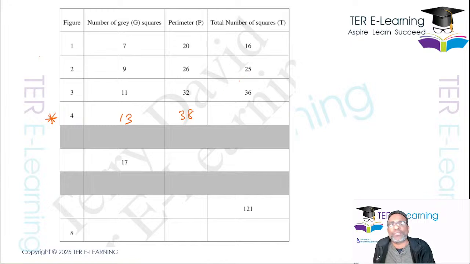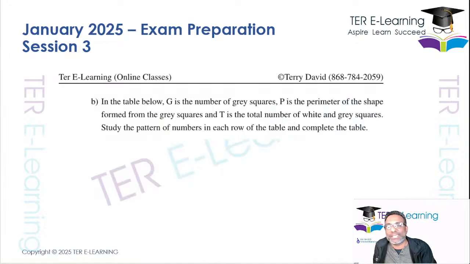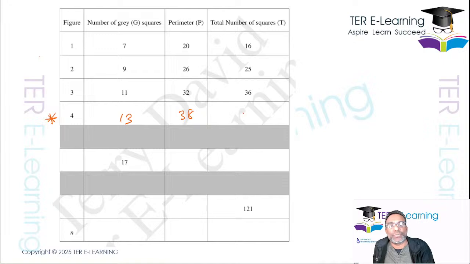Now the total number of squares is going to be gray squares plus white squares. If I look at this figure here, we have 1, 2, 3, 4, 5, 6, 7. So therefore, it's going to be 7 by 7. That's the total number of squares. So this is going to be 49. So that's figure 4.